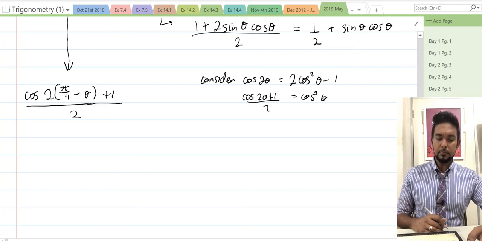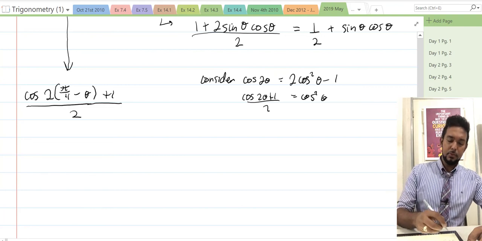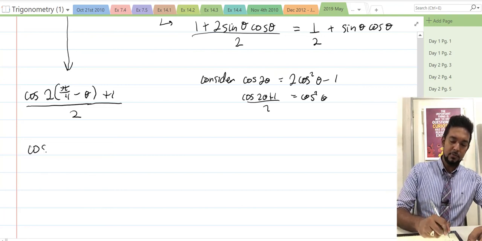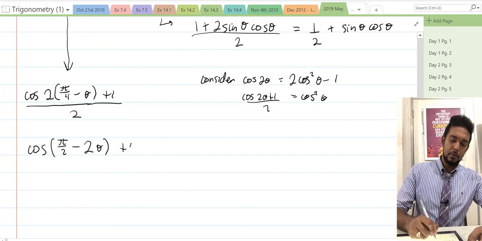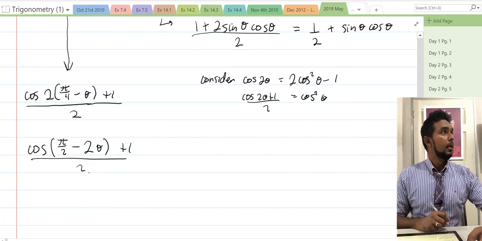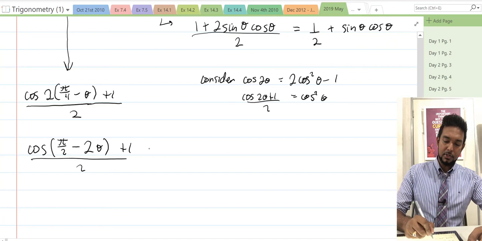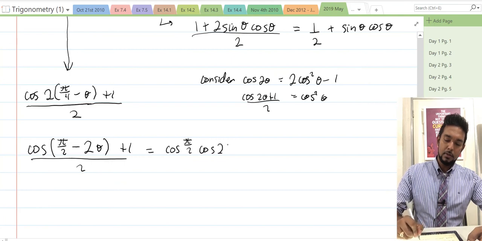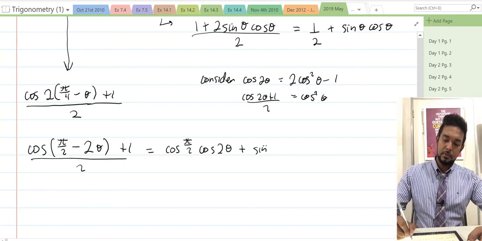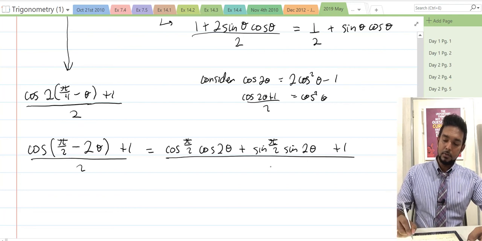All right, let's multiply that 2 inside the bracket, shall we? Using the distributive law. Cos of pi over 2 minus 2 theta plus 1 all over 2. Let's expand that, shall we? So cos of a minus b will be cos of a cos of b plus sine of a sine of b, don't forget the plus 1 all over 2.